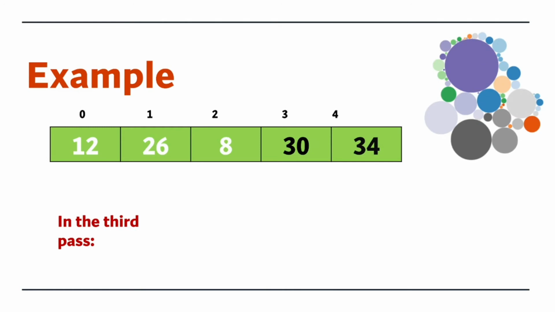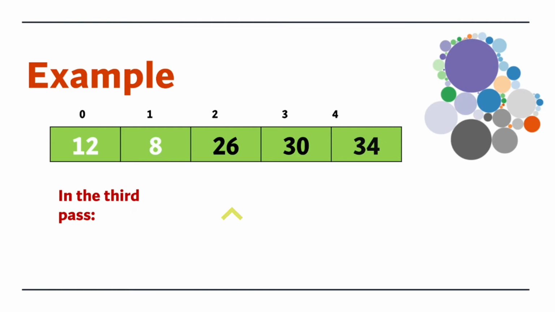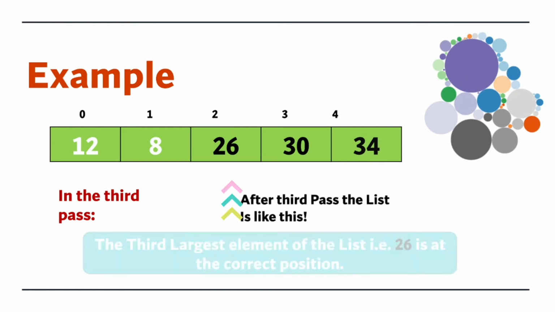Third pass, that is the third iteration, because I am still left with certain elements, right? So you can see, 12 is again compared with 26, no swapping will be there. 26 is now compared with 8. Definitely there will be a swap, and now 26 is at its correct position. So that was the third pass, right?